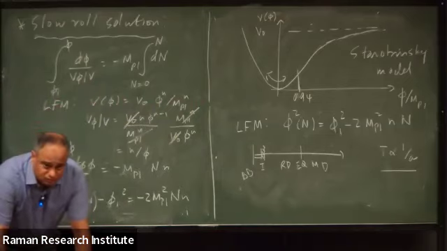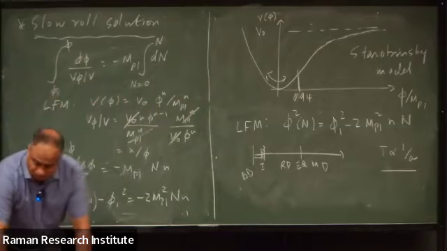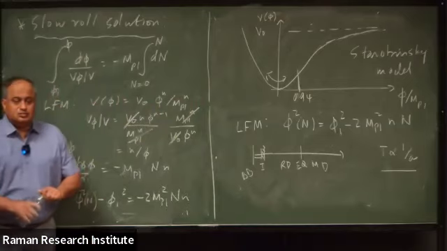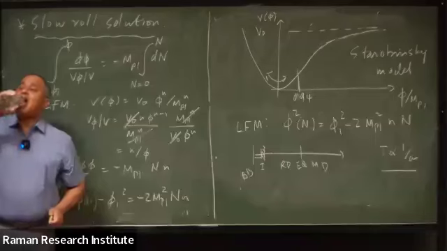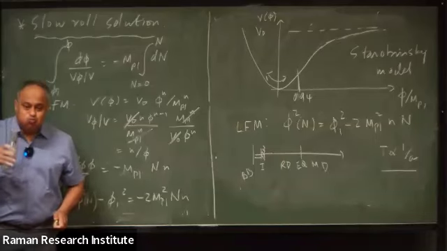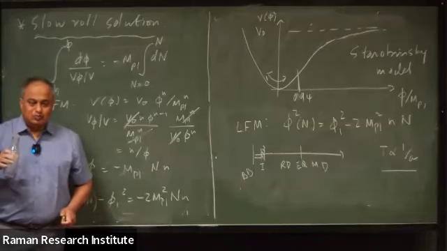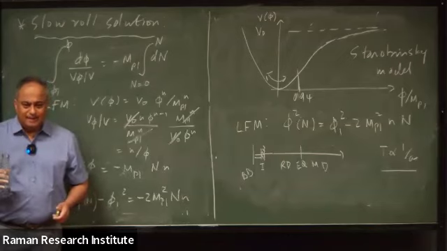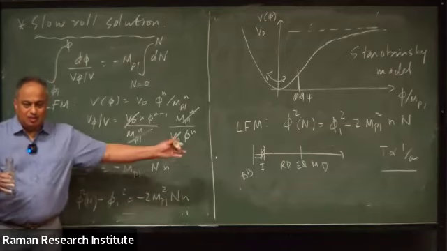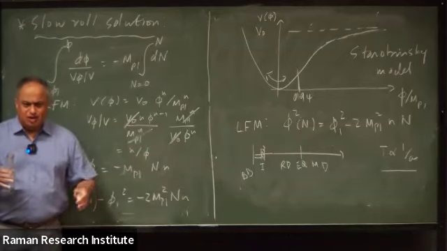So we obtained this relation phi squared of N equal to phi 1 squared minus something. We could have done an analogous calculation for a given potential if we don't assume the slow roll condition, right? You can integrate it numerically. But I told you how good an approximation this is. It's an exceptionally good approximation.